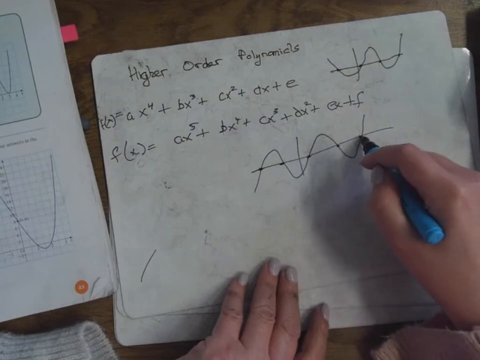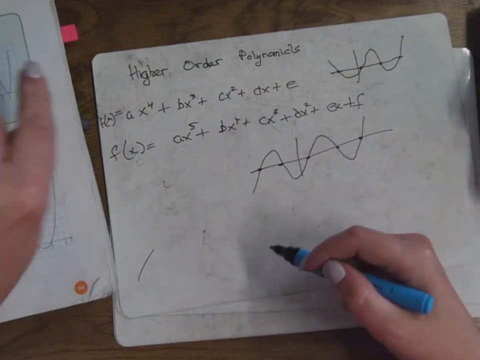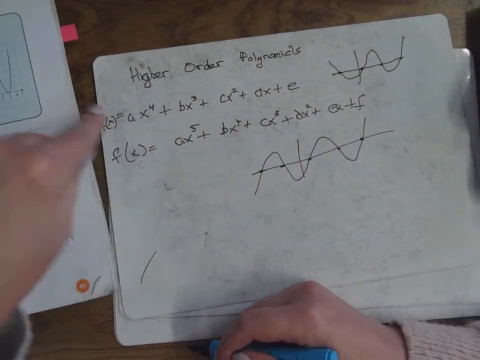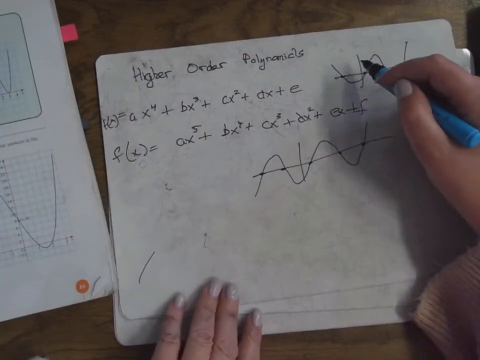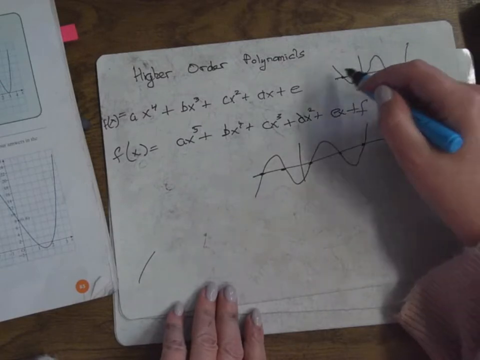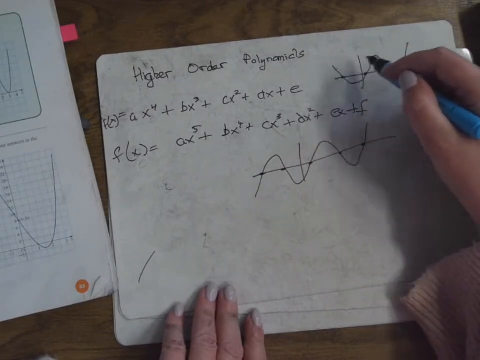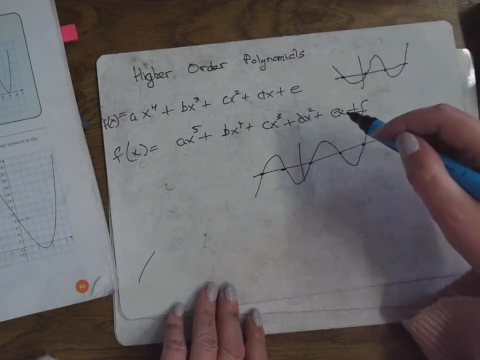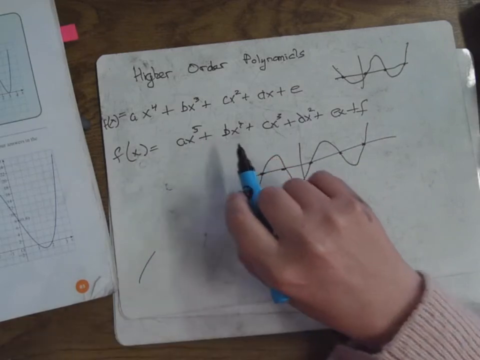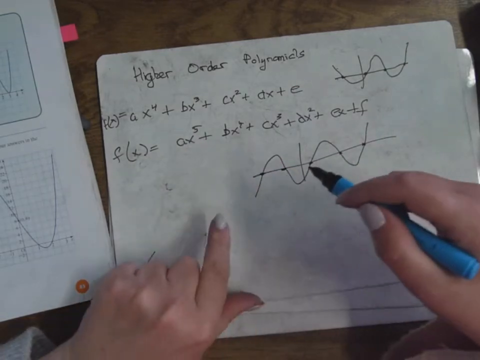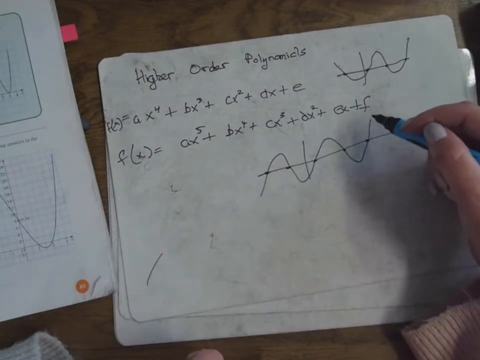Is that okay? Please note, if the highest power of x is x to the power of an even number, it ends up pointing the same way as it started, as in it started high, it finished high. Whereas if it's x to the power of an odd number, it'll end up the opposite. So if it starts low, it finishes high.